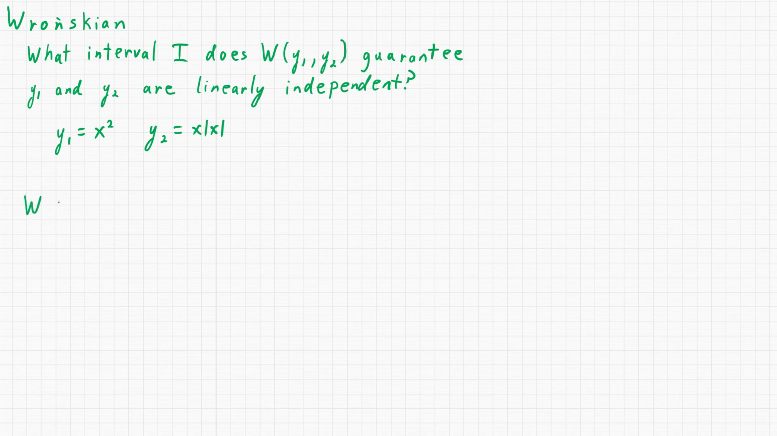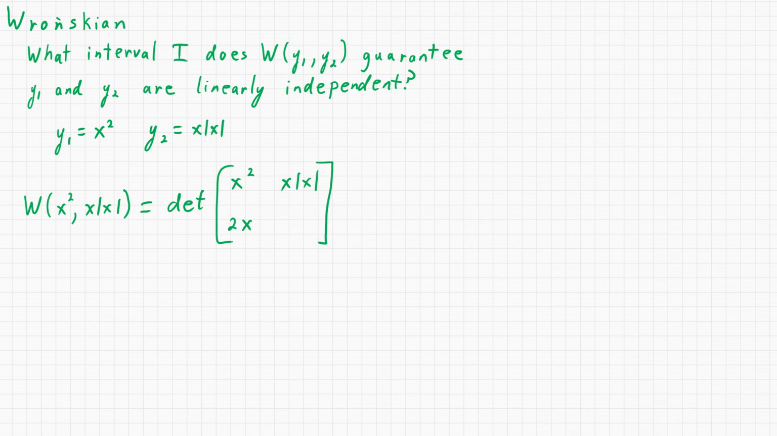All right, so if we compute the Wronskian of x squared and x times absolute value of x, that's going to equal the determinant of, we have x squared here, we have x absolute value of x. Here we'll have 2x. That part's a little bit harder, the derivative of x absolute value of x, so let's just work on that up here.